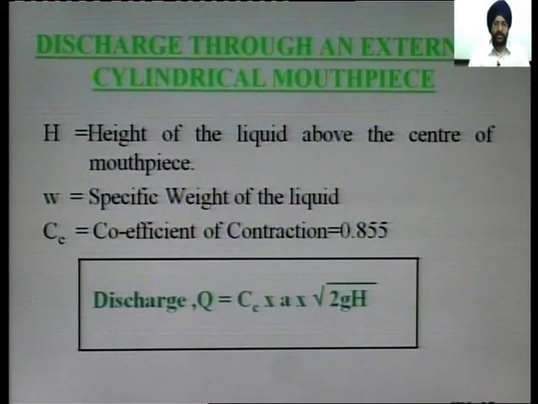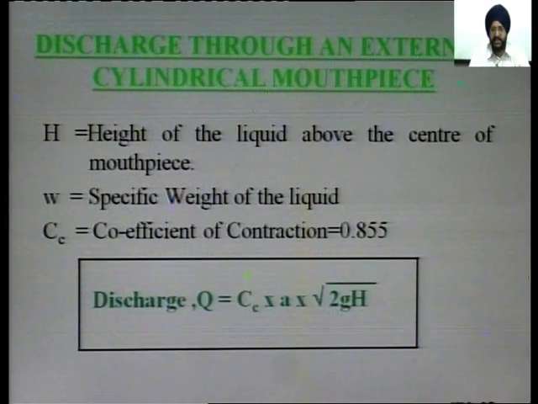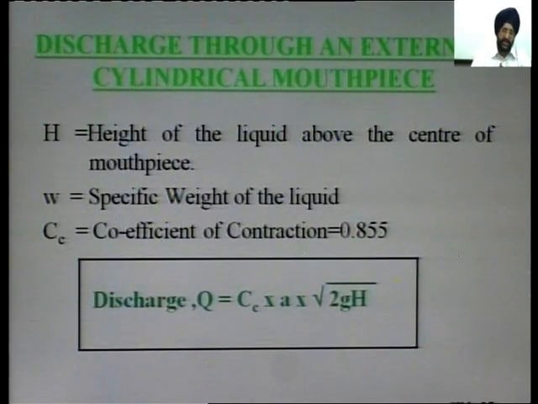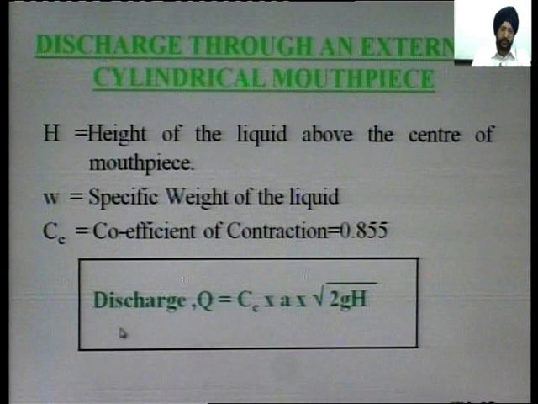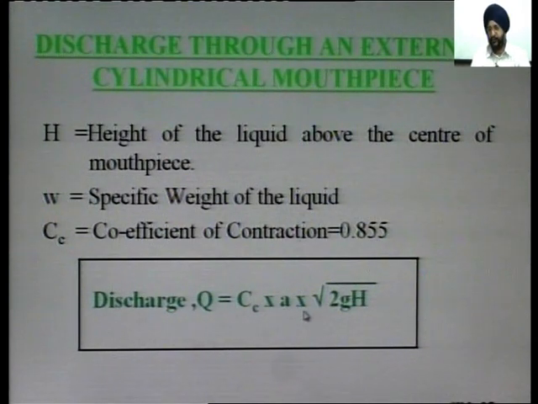To calculate the discharge through this particular mouthpiece, if H is the height of the liquid, small w the specific weight of the liquid, and Cc the coefficient of contraction, which we often take as 0.855, discharge can be calculated by applying this formula: Q is equal to Cc into A into under root 2gh. So, this is the formula to calculate discharge through an external cylindrical mouthpiece, the one case of mouthpiece.